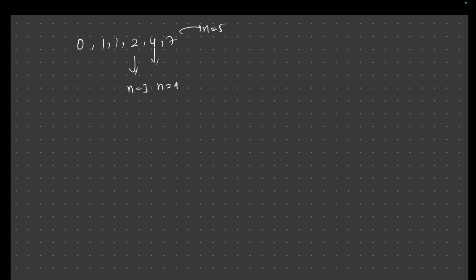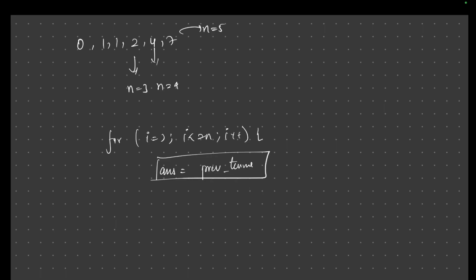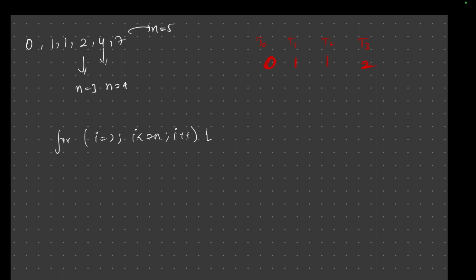So previously we declared the array, right? So for i equals 3, i less than or equal to n, i plus plus, we are doing this, and my answer is computed using the previous terms, right? But after the previous terms, what happened? For the computation of 2, let me just write in a different color: 0, 1, 1 are T0, T1, T2, and T3 is 2. And next for T4, let's just say Tn, and this is 2.